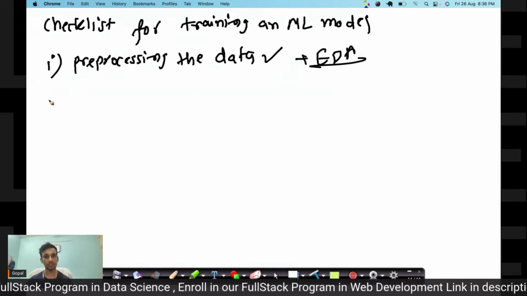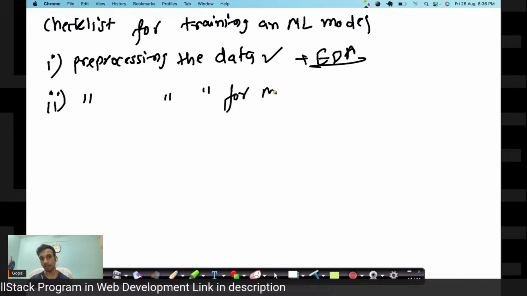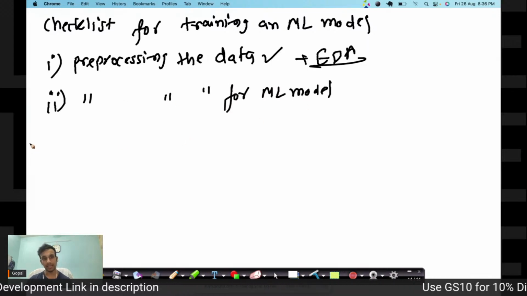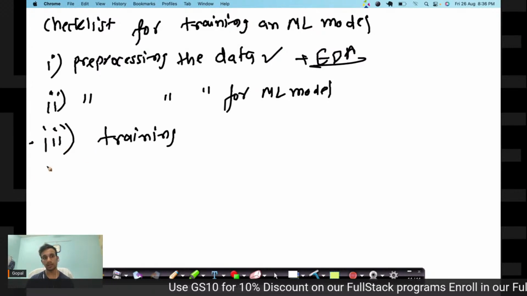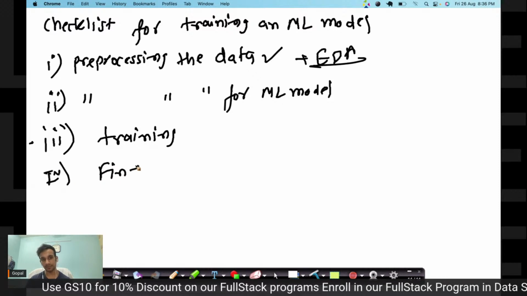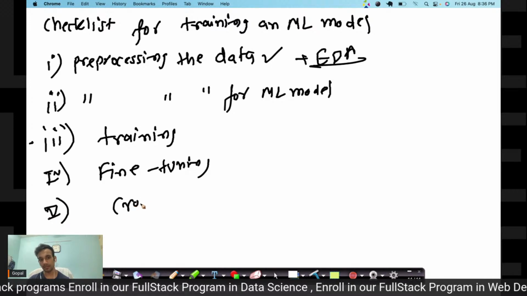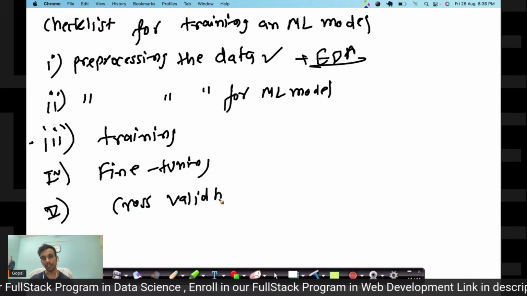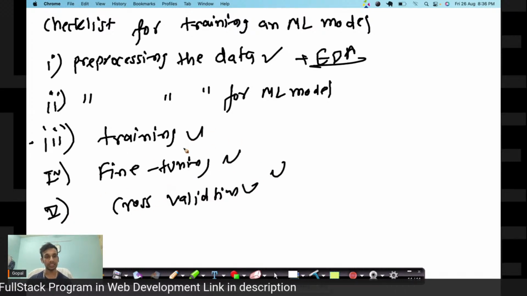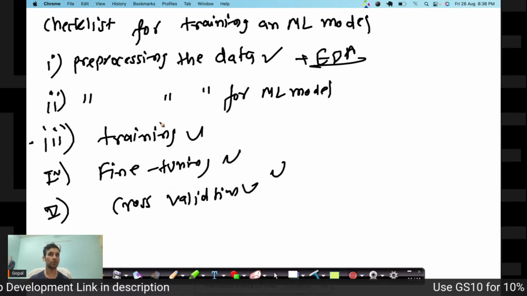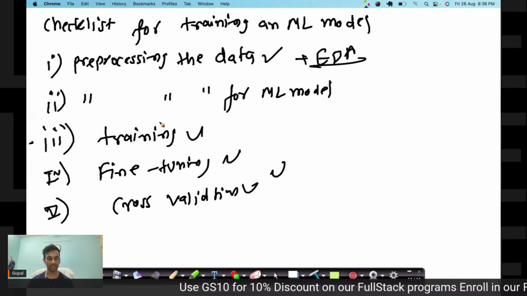Pre-processing the data, and then preparing the data for the ML model, and then training. Next is fine tuning, and then we perform cross validation. But don't worry, I will be covering everything here, each step. So if you are not familiar with these terminologies, don't get intimidated. I will cover those in much detail.